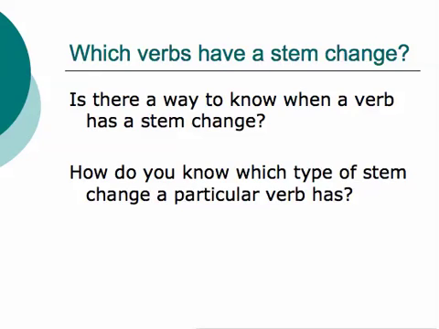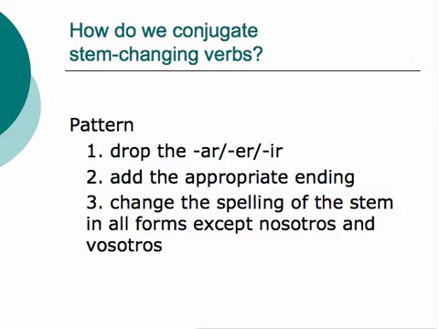Basically, in this case, you will need to memorize which verbs have a stem change and which stem change they have. So how do we conjugate stem changing verbs then? Well, as usual, we drop the AR, ER, and IR and add the appropriate ending, as we've been doing for a while now with regular AR, ER, and IR verbs. But then we also need to change the spelling of the stem in all forms except nosotros and vosotros.